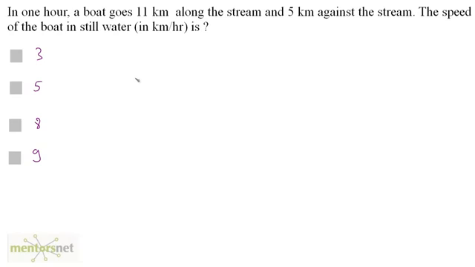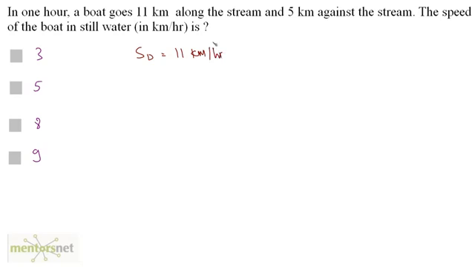In 1 hour, a boat goes 11 kilometers along the stream and 5 kilometers against the stream. The speed of the boat in still water in kilometers per hour is. So this boat goes 11 kilometers along the stream in 1 hour. So we have been given the downstream speed. So downstream speed is equal to 11 kilometers per hour.